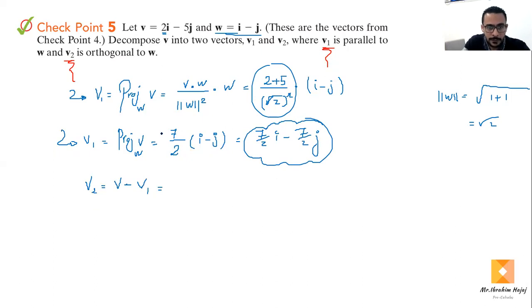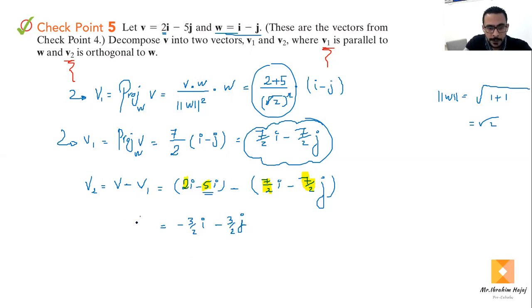V2 is V minus V1. V from the given information is 2i minus 5j, minus 7 over 2 i minus 7 over 2 j, which makes it 2i minus 5j minus 7 over 2 i plus 7 over 2 j. Doing it directly, 2 minus 3.5 is negative 1.5, and negative 5 plus 3.5 is also negative 1.5, so V2 is negative 1.5i negative 1.5j.